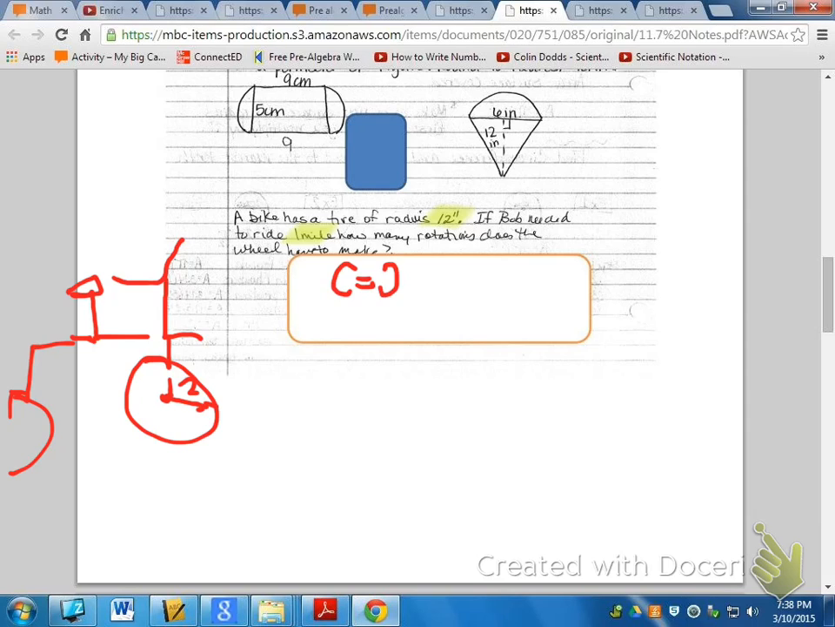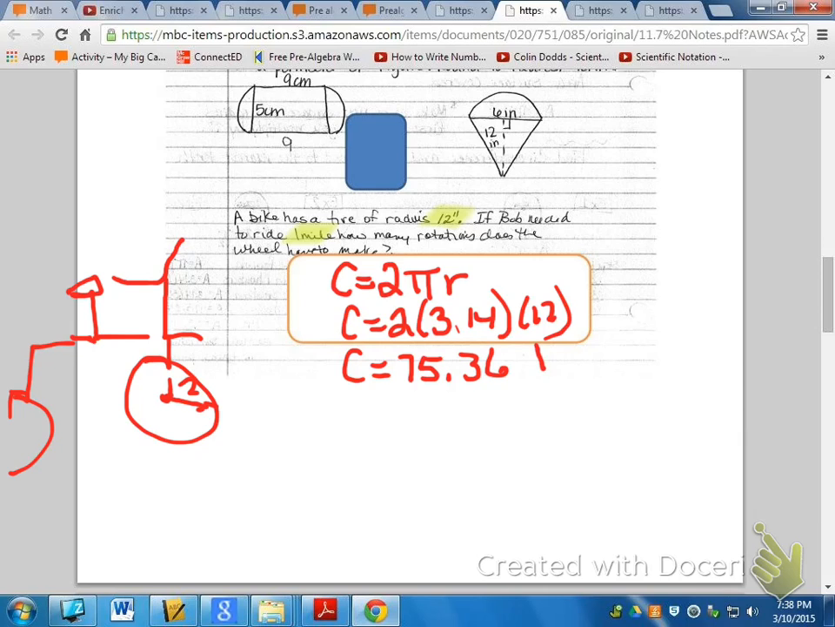Circumference is 2 pi r. I'm using that one because they gave me the radius. 2 times 3.14 times 12. When I multiply all that together, I end up with 75.36. That is one rotation, but that is in inches, by the way. All right, this poor guy's got to go a mile. So how many times around will that bike have to go?